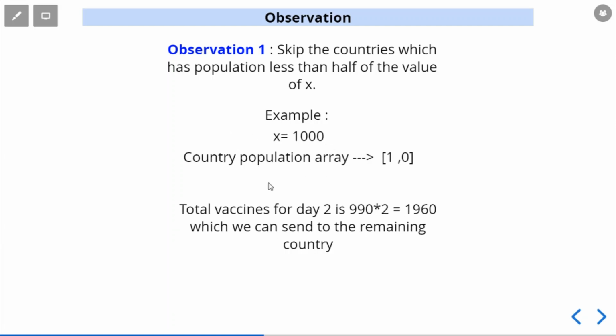And now on day 2, what do we get? Now the total number of infected people will be 0 in this country. Alright, so we have cured all the people.